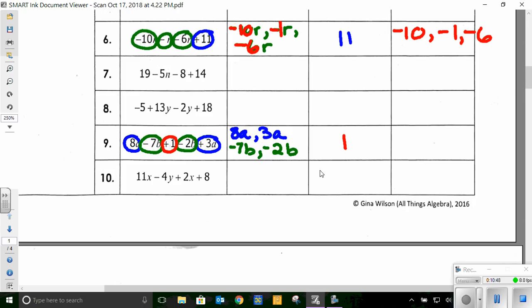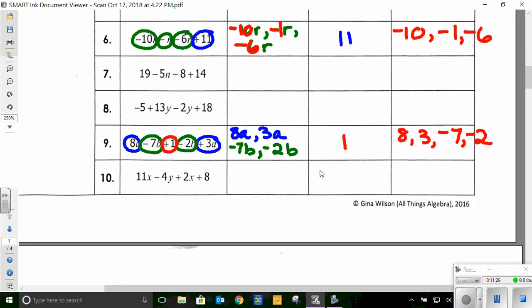And now we're looking for our coefficients. I do have 4 coefficients because my coefficients are in front of a variable. It doesn't matter that I have 2 different variables, I still have 4 coefficients. So my coefficients now are going to be 8, 3, negative 7, and negative 2. All of those are my coefficients. It doesn't matter that they're not the same family, they are still coefficients, all 4 of those.